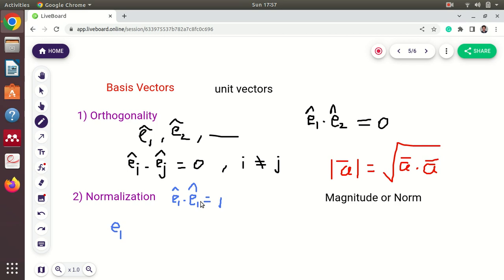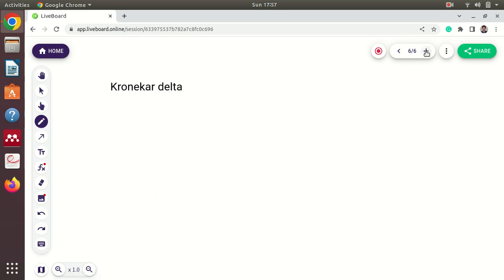Okay, so this property can be generalized as e_i cap dot e_j cap is equal to 1 if i is equal to j, right? Now we can combine these both properties and call the property orthonormalization. So for that we will define one symbol called Kronecker delta, which is written as delta ij, or it can be written as delta mn or delta pq, delta ab, whatever you can write.